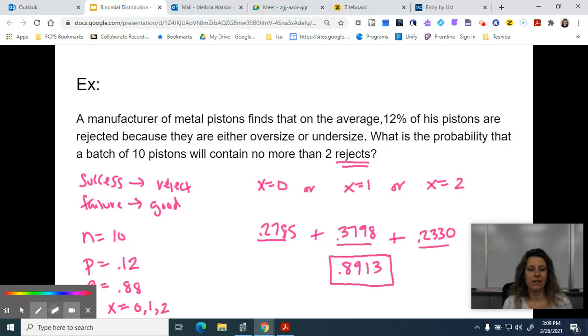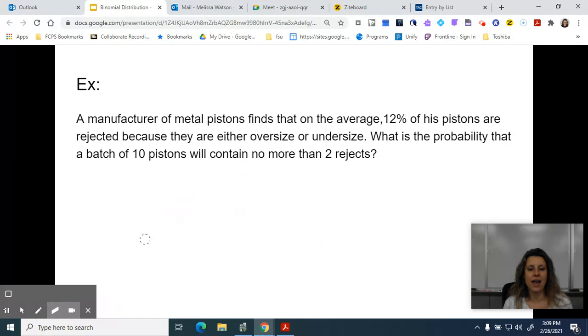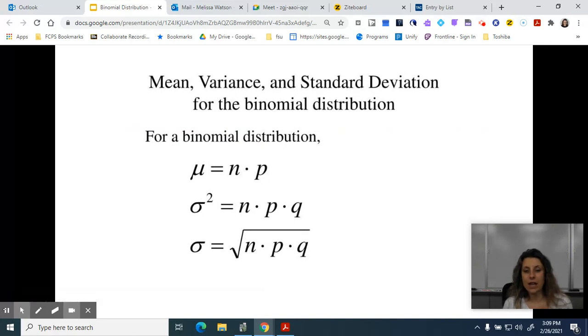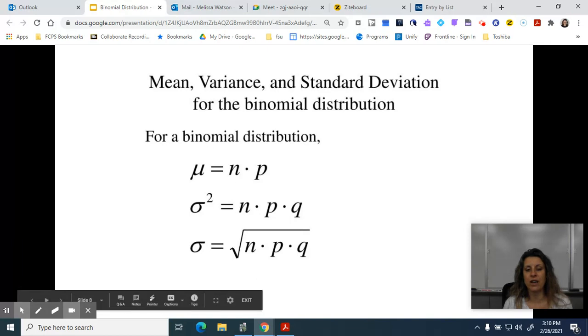Okay, let's go ahead and take a look at how we calculate the mean, variance, and standard deviation for binomials. The mean is n times p, so the number of trials times the probability of success. For variance, we're multiplying n times p times q, so number of trials times probability of success times probability of failure. And hopefully we already know that we just take the square root of the variance to get the standard deviation.